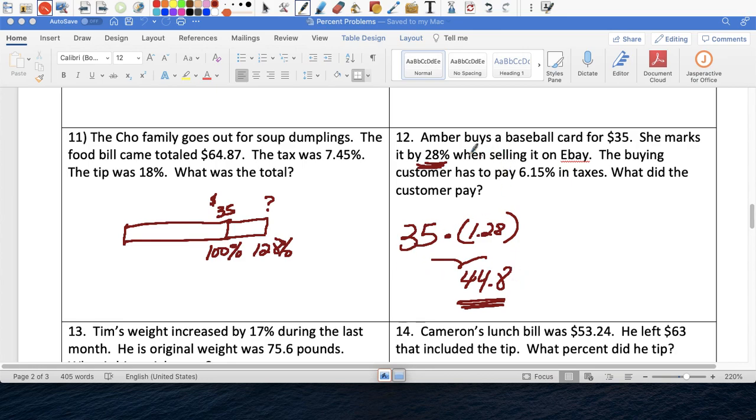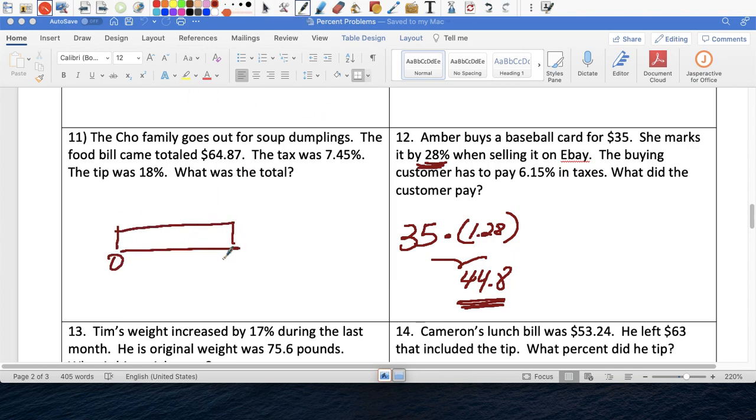But for you, you don't know that she bought it for 35. You don't know anything. The only thing you know is that right now, that's what things look like: 44.8. You have to pay for 100%. And unfortunately for you, there's a little bit of taxes, so we're going to push this bar a little bit out. It's 6.15, so 100 plus 6.15 is 106.15, and that's the price you're looking for.